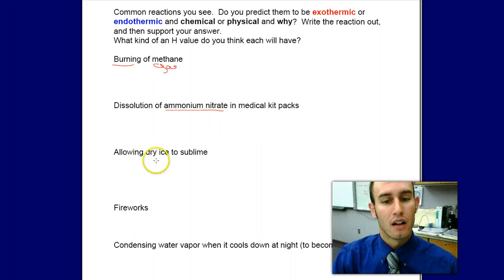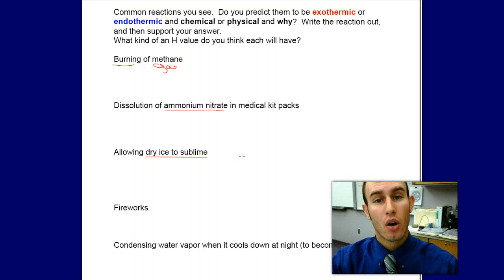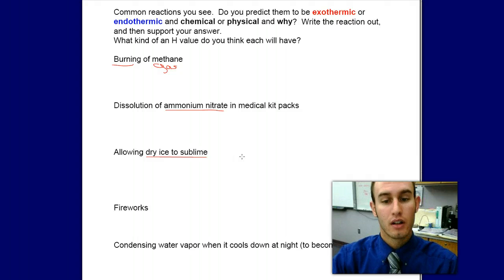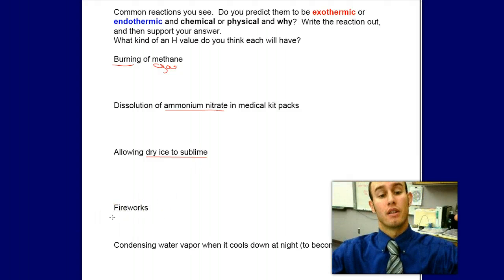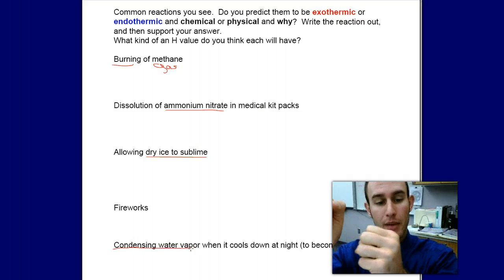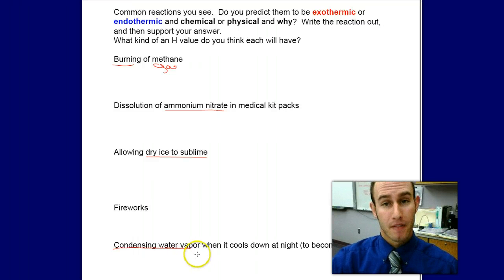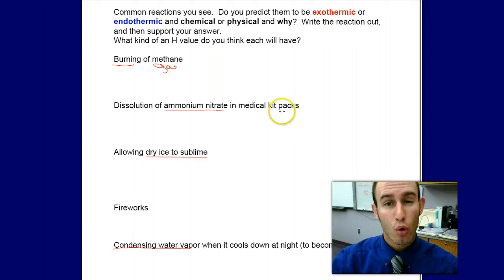Think about that. Allowing dry ice to sublime. Sublime is, remember, turning from a solid directly to a gas. So I'm going from a solid to a gas. Look at our previous examples. Was that giving off energy or taking in energy to change from a solid to a gas? Fireworks, an explosion. Is that giving off energy or taking in energy? And then water vapor when it cools down at night to become dew. Again, I have gas molecules or water molecules that are bouncing around, and then they have to slow down and cool off, and they become water. Is that endothermic or exothermic? Think about that, and then also try to identify chemical or physical changes.